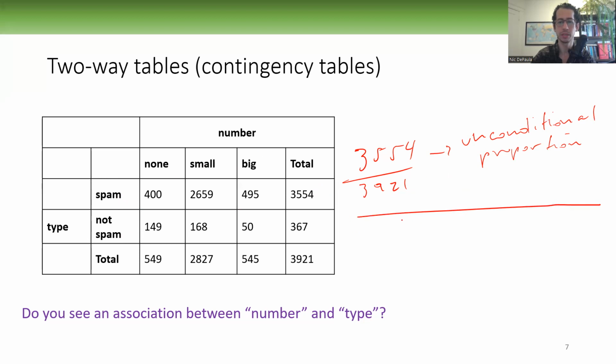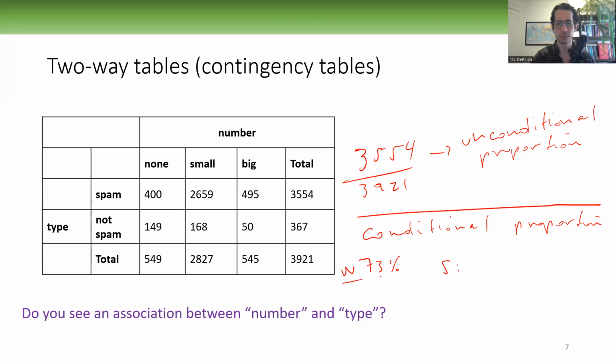Now, what we may be interested in is the conditional proportion. That is, the proportion of spam and not spam within a particular category, in this case, the category of number. So how do we determine that? Well, we identify the proportion of spam and not spam within each category. So for example, for the first one, I have written down here just the percentages. We have 400 divided by 549. So that's going to be 73% for none.